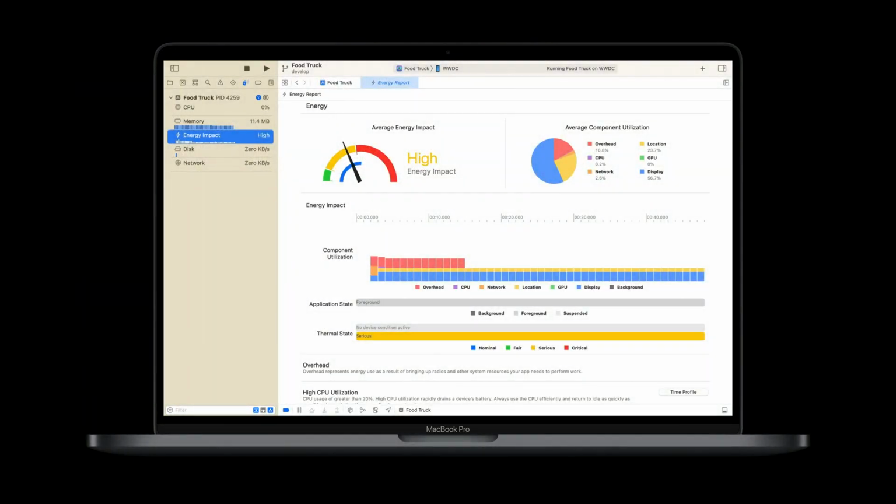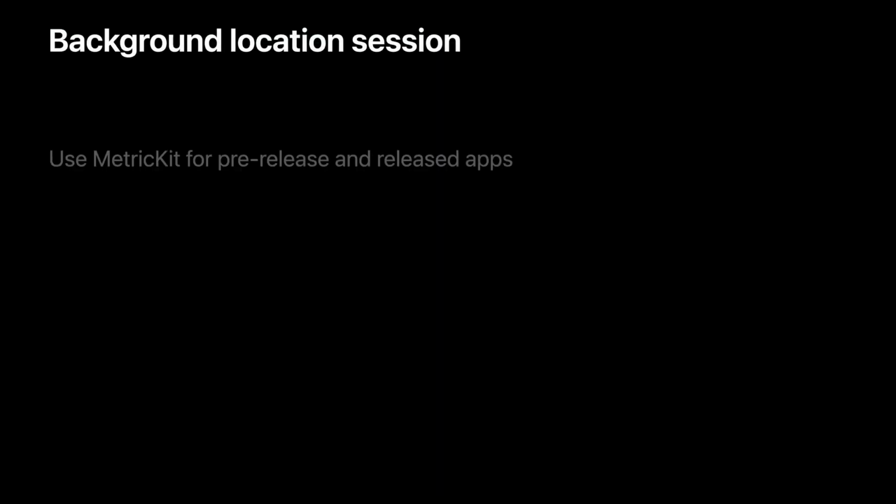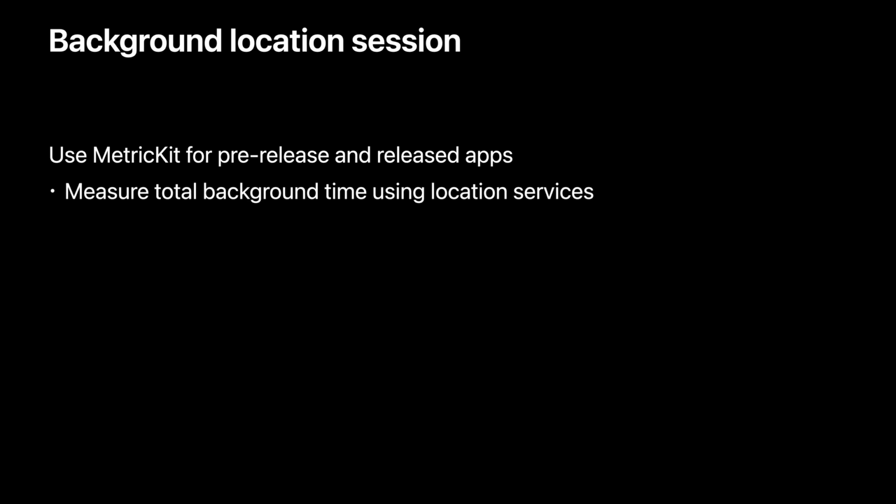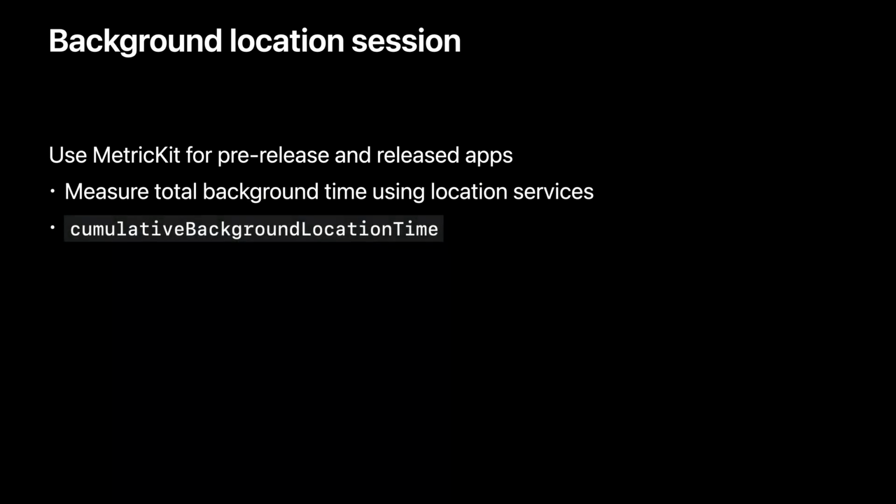Xcode gauges provide information about system usage, such as CPU, network, and location usage. Xcode gauges will show a timeline of the location usage and energy impact of your app. Looking at this timeline view can be a great way to verify that your location runtime stops when you expect it to stop. Another tool is to use MetricKit when testing your apps. Use the cumulative background location time property to find out how long your app was actively using location services in the background.